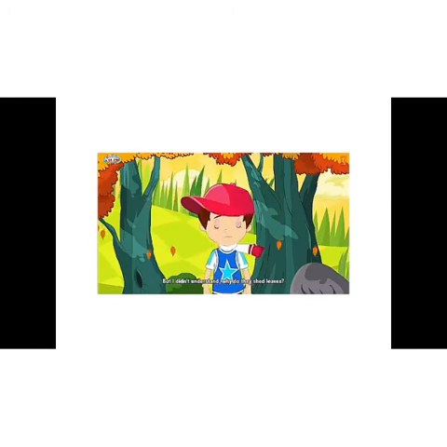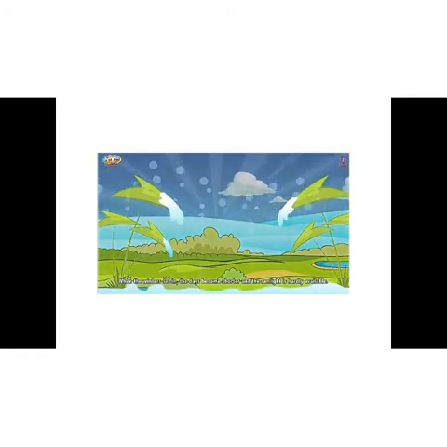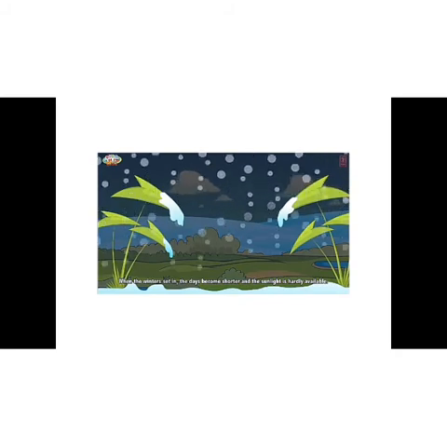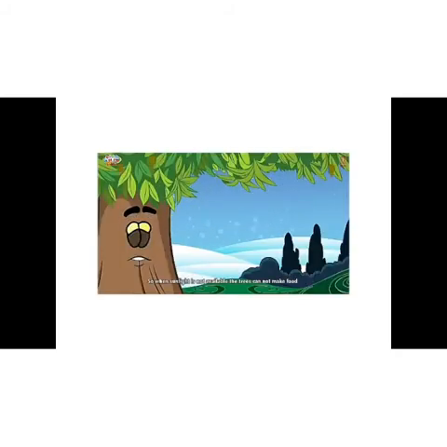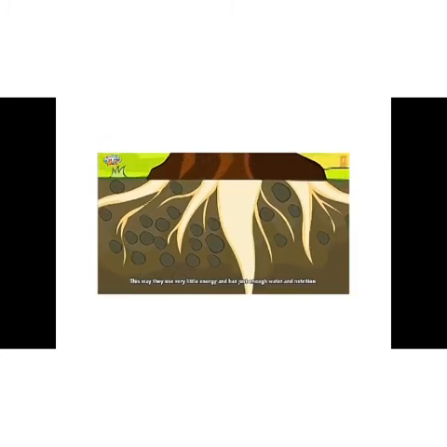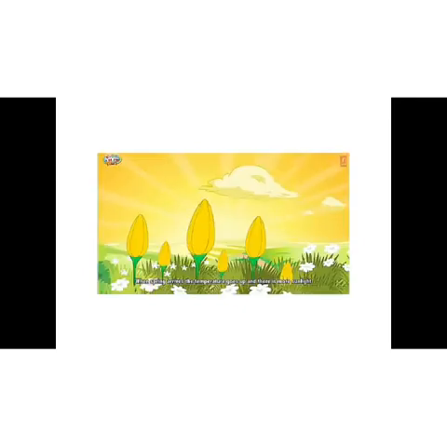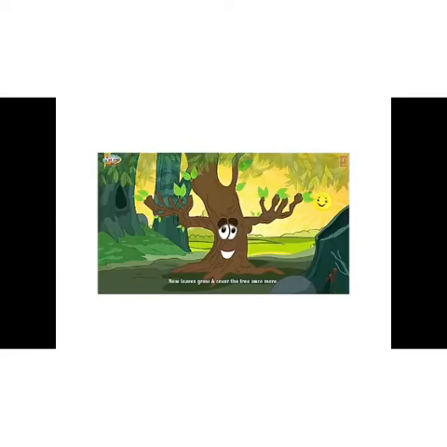But I didn't understand, why do they shed leaves? When the winters set in, the days become shorter and the sunlight is hardly available. So when sunlight is not available, the trees cannot make food. Rather than continuing to make food with little sunlight, they go in a rest position by shedding their leaves. This way, they use very little energy and have just enough water and nutrition stored in their trunks to stay alive till spring arrives. When spring arrives, the temperature goes up and there is more sunlight. New leaves grow and cover the tree once more.